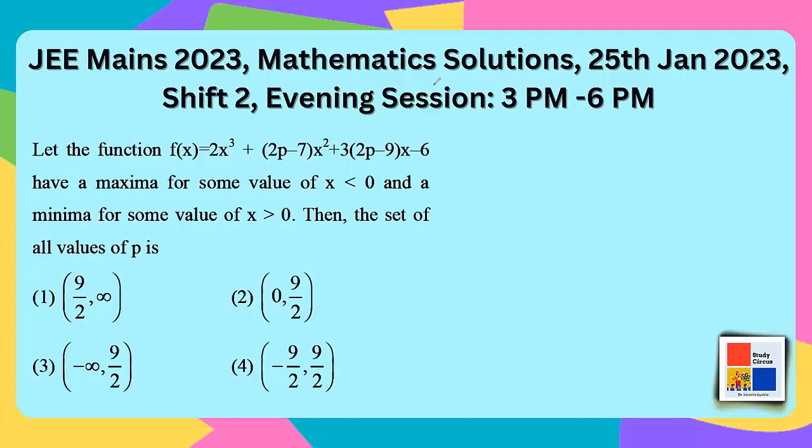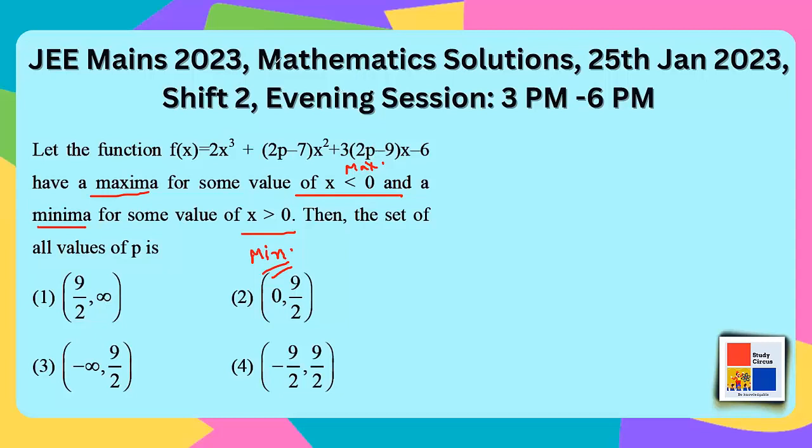So here we have the function given and we have to find the values of p that are permissible, right? The maxima of the function is obtained for some negative value of x, okay? And so this is the maxima. Maxima is obtained for some negative value of x and the minima is obtained for some positive value of x, okay? So this is the case.